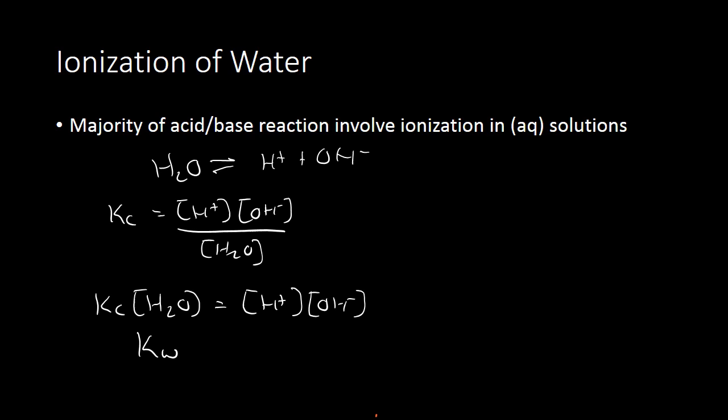And this gets its own constant value called Kw. Okay, so Kw equals your hydrogen ion concentration times your hydroxide ion concentration. It is an ionic product constant of water. It is a fixed value at 298 Kelvin of 1.00 times 10 to the negative 14th.